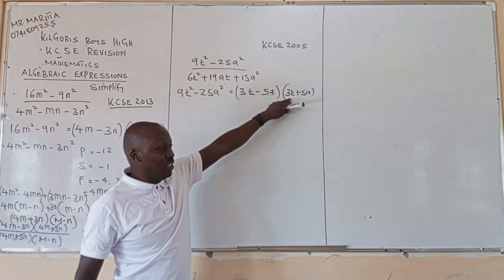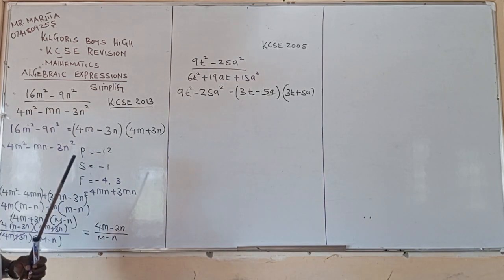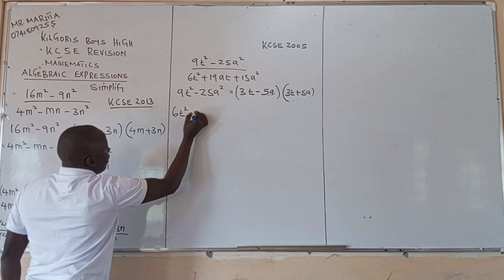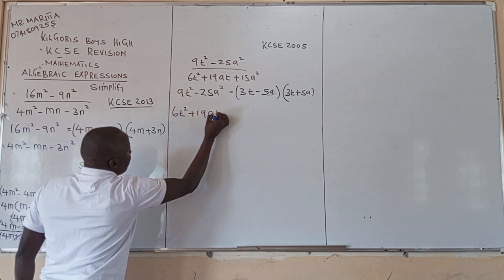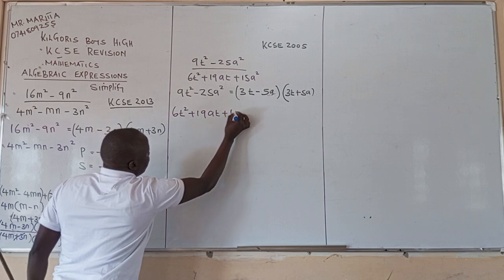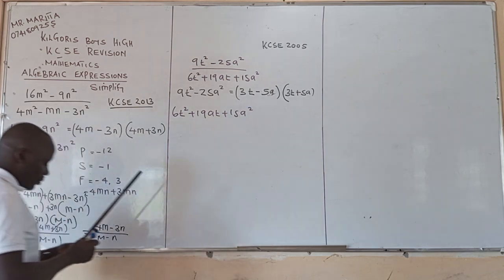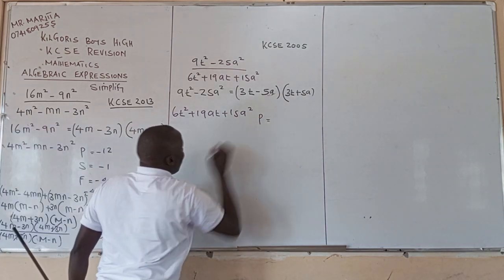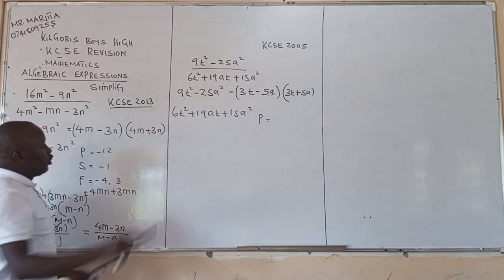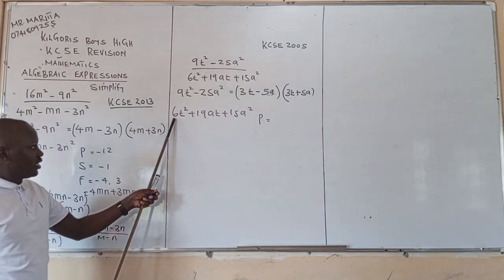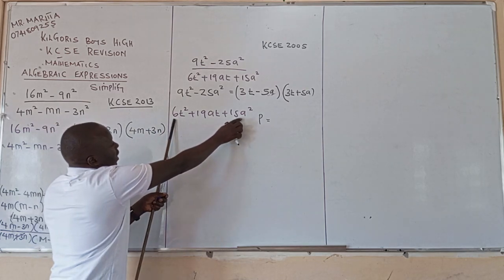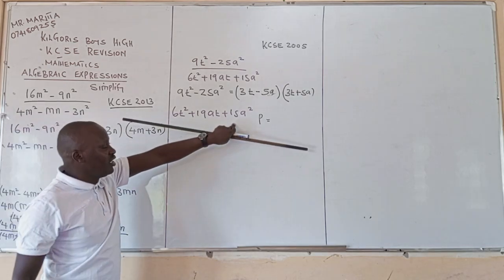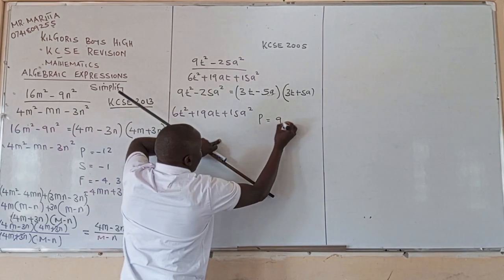Another bracket we have 3t plus 5a. So we have another one here as 6t squared plus 19at plus, in this case, 15a squared. So how will you work out this? First of all, you get the product. The product in this case, you will take the coefficient of t squared, which is 6, times the coefficient of a squared, which is 15. So if you take 6 times 15, this one we get as 90.